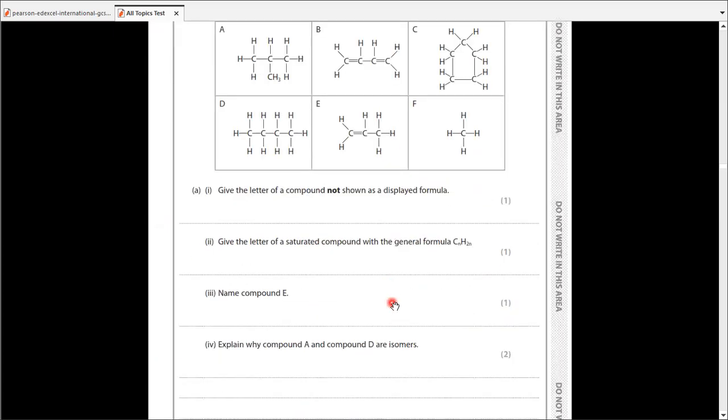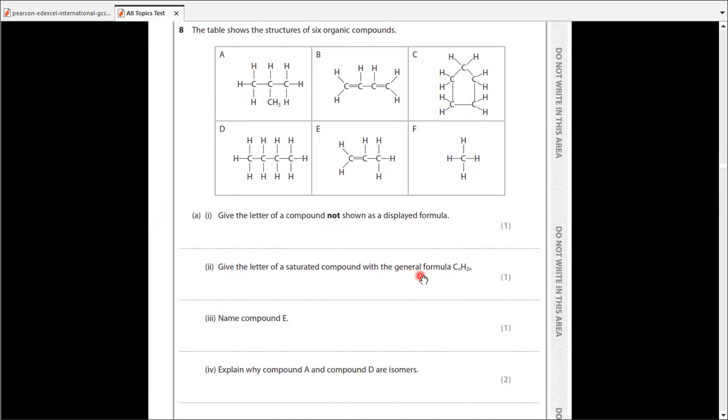Okay. So question 8. Organic chemistry. The table shows the structures of 6 organic compounds. Give the letter of a compound not shown as a displayed formula. That would be compound A, right? And then give the letter of a saturated compound with the general formula CnH2n.